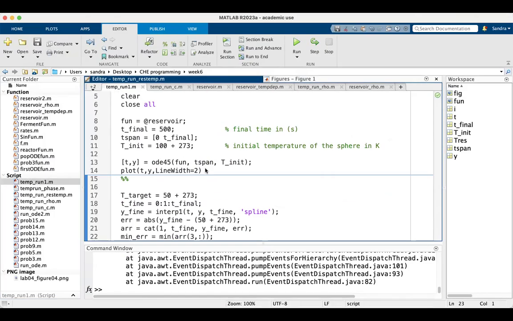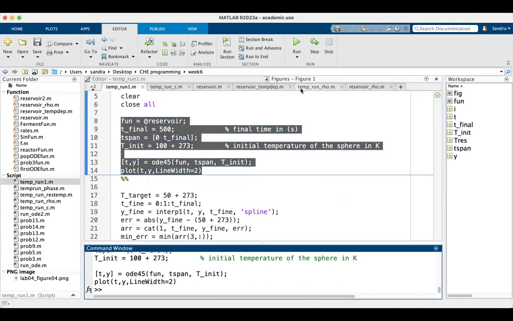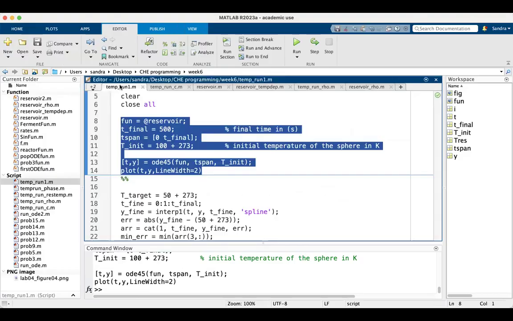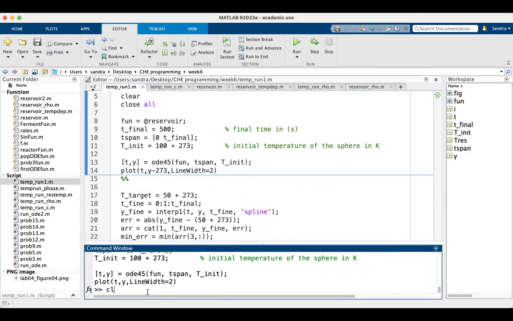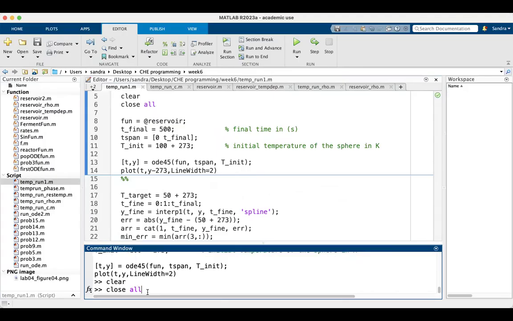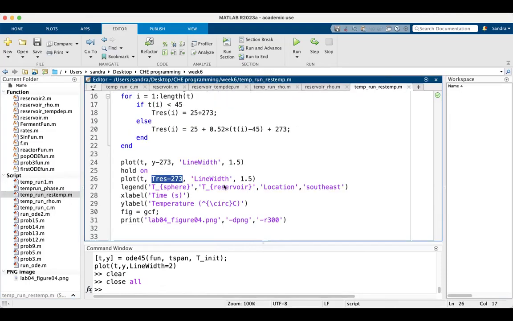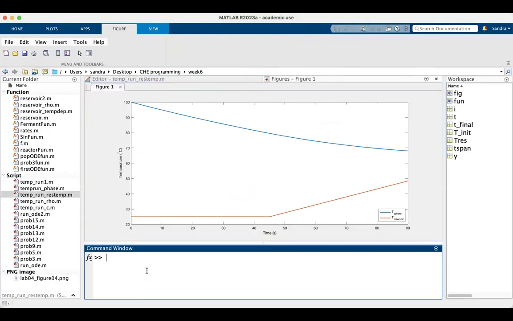Yeah, this was the first function, right? I'll just run this also. Let us see how this curve looks. Oh, it has to be plotted in degrees Celsius. So I'll just write minus 273. Okay, clear, close all. The first one is reservoir. Okay, this was our first code. Let us run this. We got this curve. Now hold on.